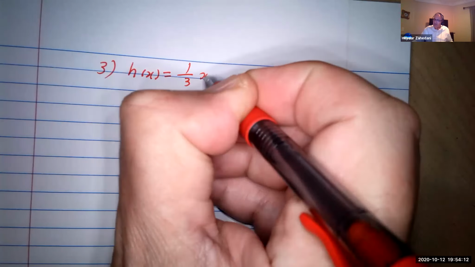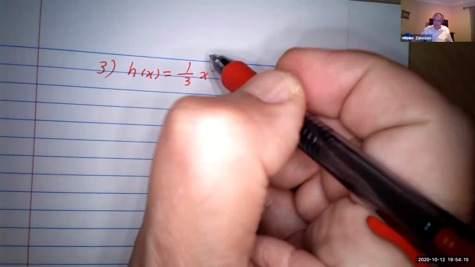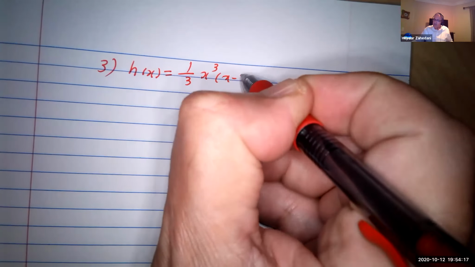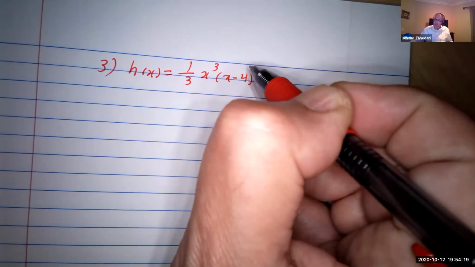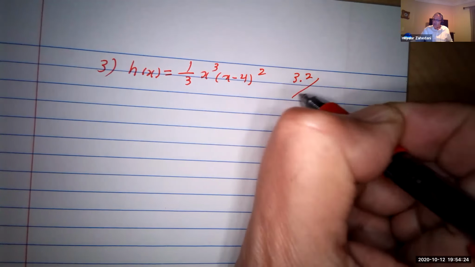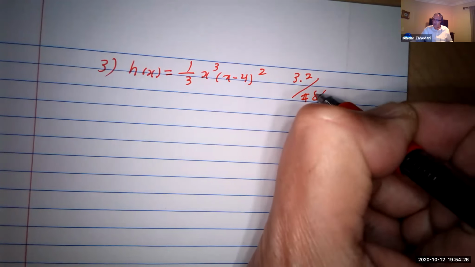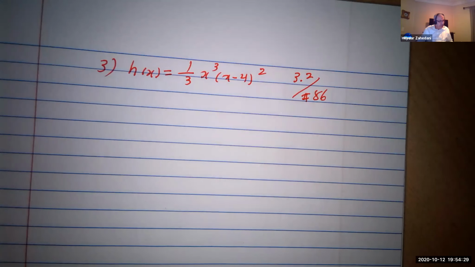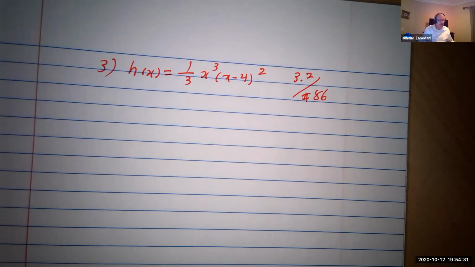Number 3 is h of x. If you want to do 5 problems, just do the odd numbers around the one that I give you. That would be good for your test. This is number 86 from section 3.2. We can pick the 85, which is very similar and easier, in fact.